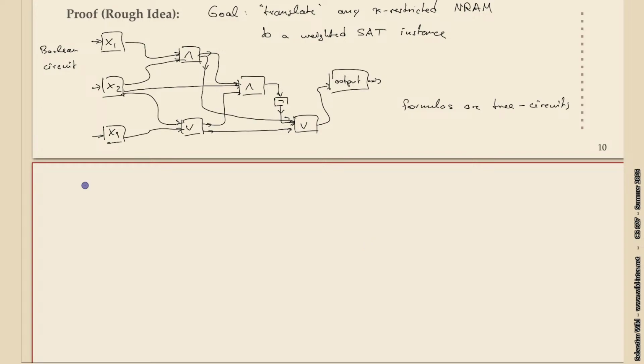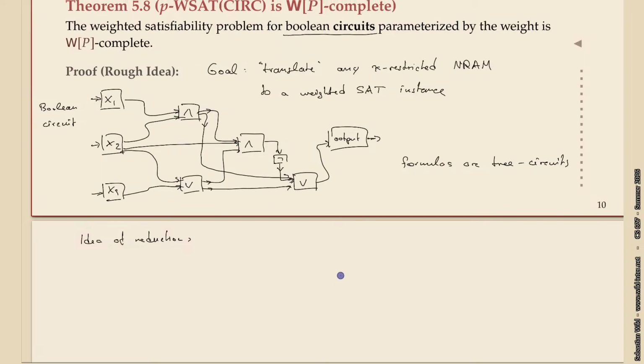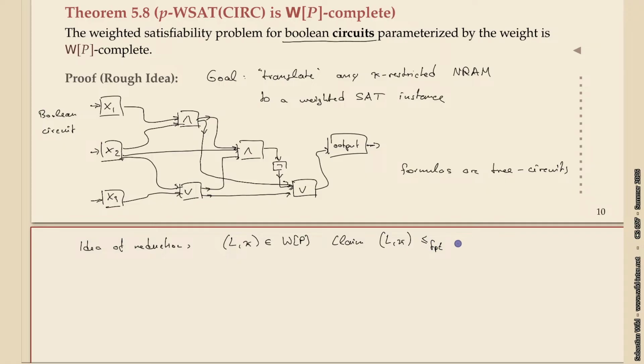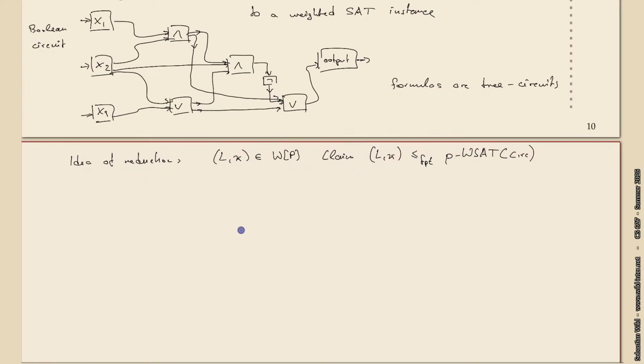So the idea of the reduction: we're given an arbitrary problem. We have to show that an arbitrary language L kappa in WP, the claim is that this reduces to this problem. The circ just stands for circuit, just in case it's not circle, cycle, or anything like that. The idea of the reduction is that from this, we get an NRAM for solving this.